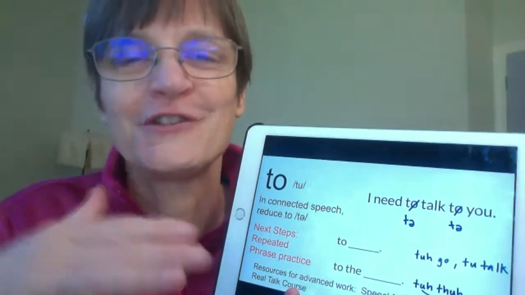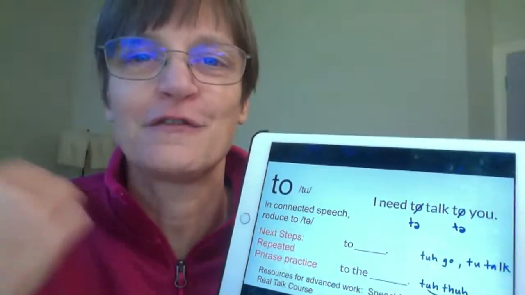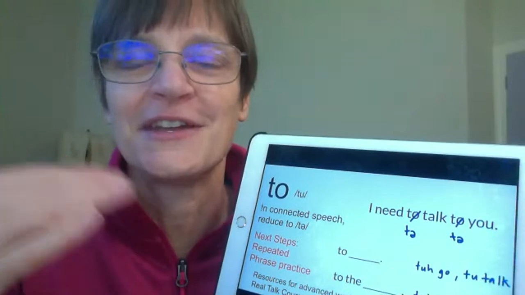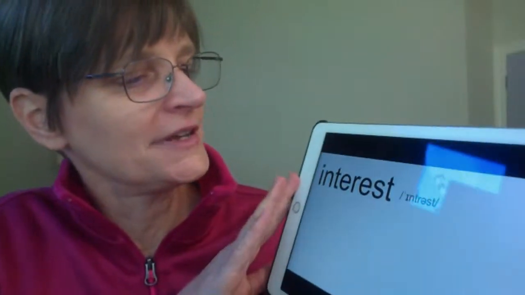We also often talk about linking and reduced sounds in our Friday classes, and it's a good place to learn about what happens in connected speech and how it's different from written language. Okay, let's look at the word interest.